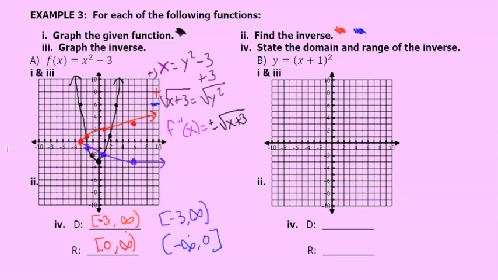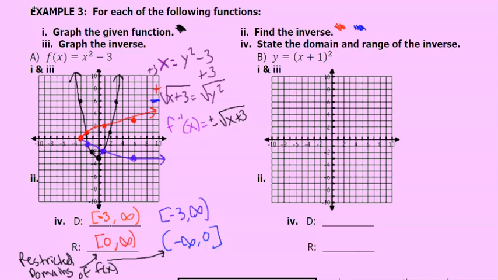So for the negative portion, the original function needs to have a restricted domain of negative infinity to 0. And then if you were to have the positive part, the restricted domain would need to be from 0 to infinity. So for the inverse, the domain and range are opposite of what they were for the original. So this is the range of the original function. This is the restricted domains of the original function.